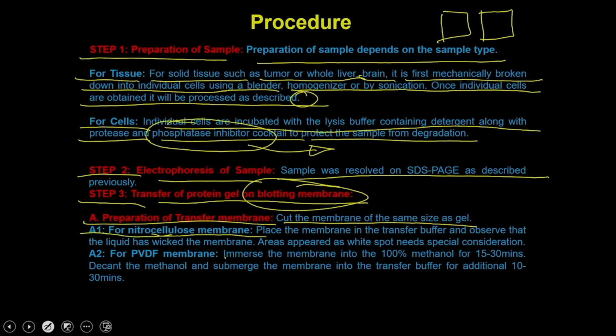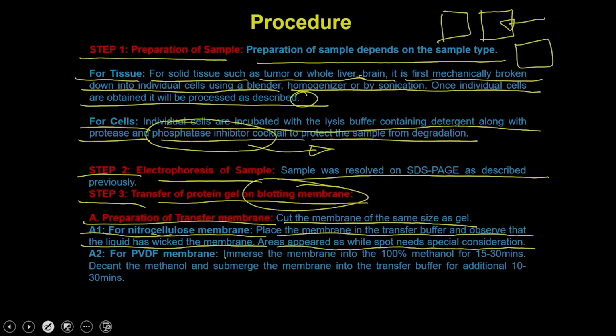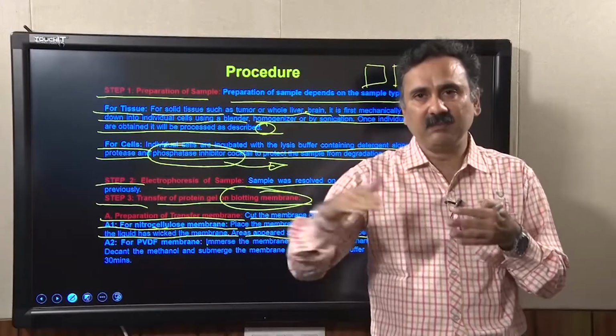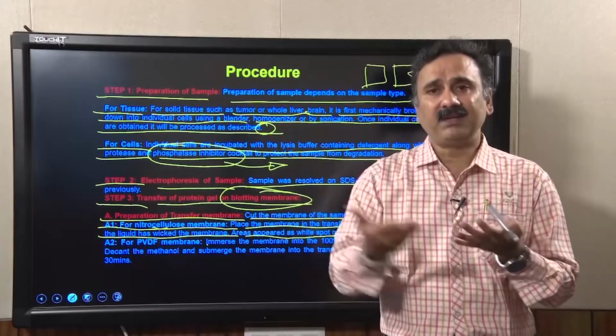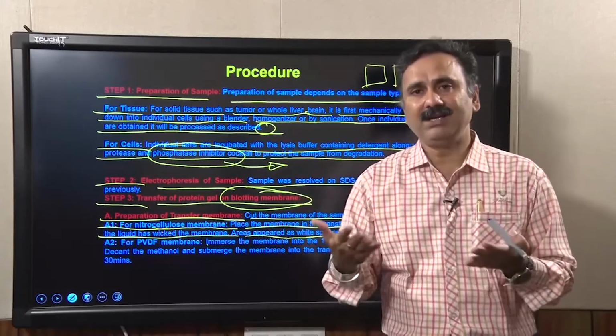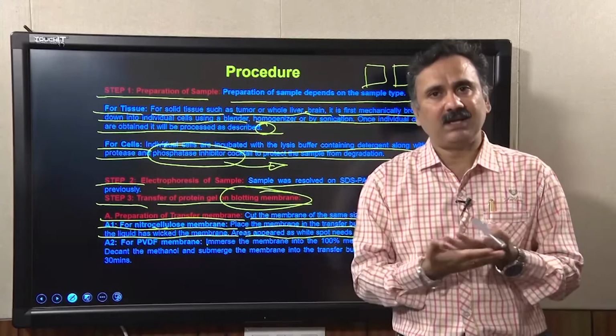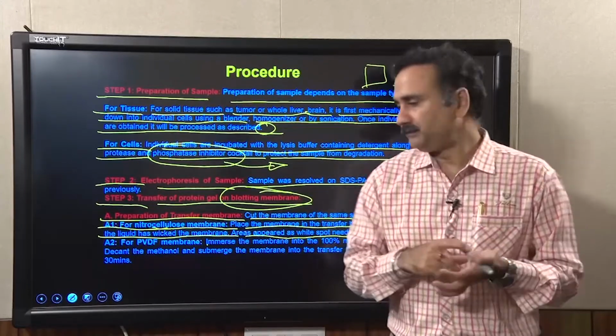So, for example, if you are using the nitrocellulose membrane, place the membrane in the transfer buffer and observe that the liquid has wicked into the membrane. Areas that appear as a white spot need special consideration, which means if you add the transfer buffer, this membrane is going to be completely wet. There will be no white spot present on this membrane, which means this membrane will not be visible. It is going to submerge into the transfer buffer and it will take up the same color as your transfer buffer. That will indicate that the membrane has taken up the transfer buffer.